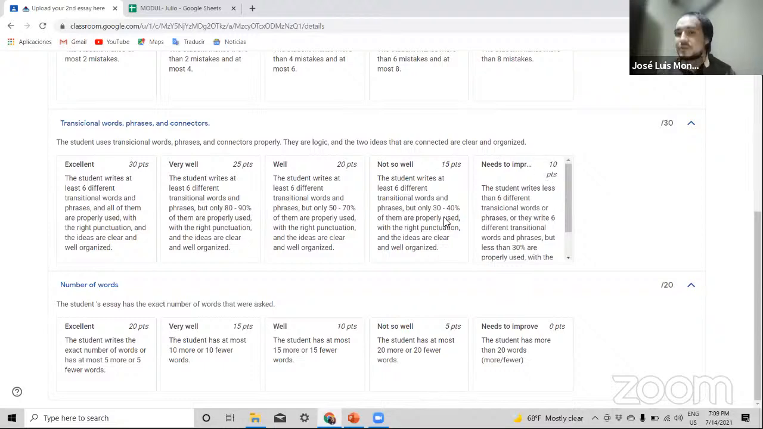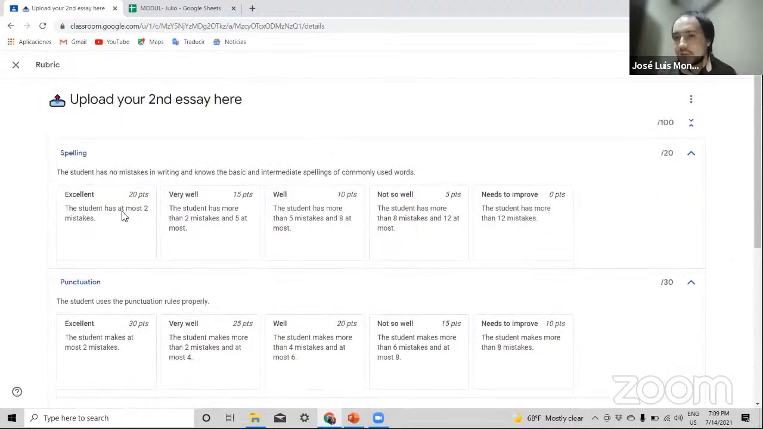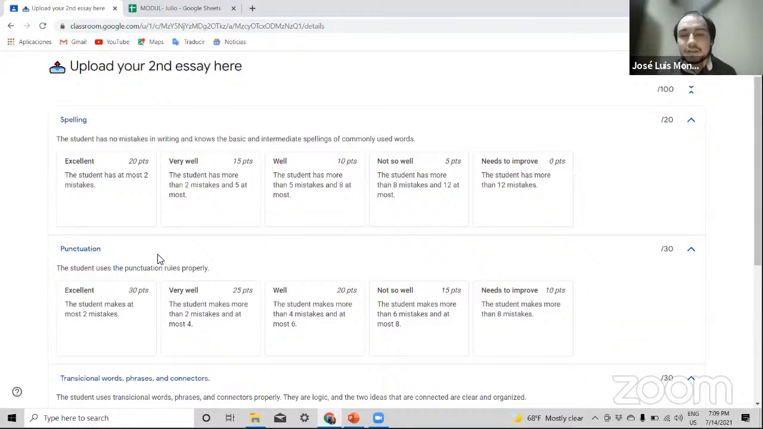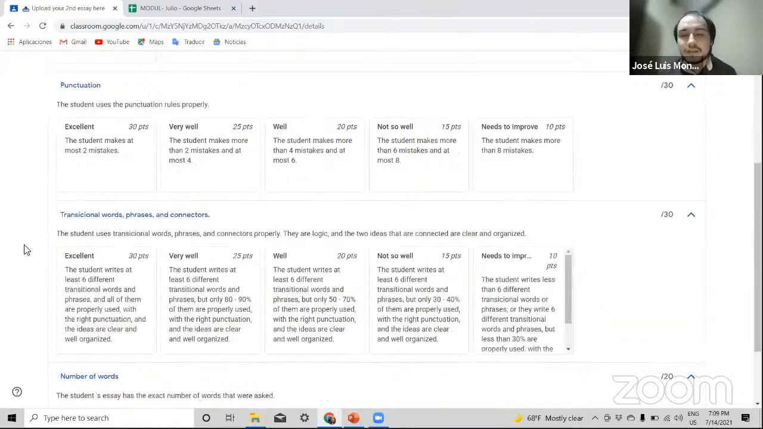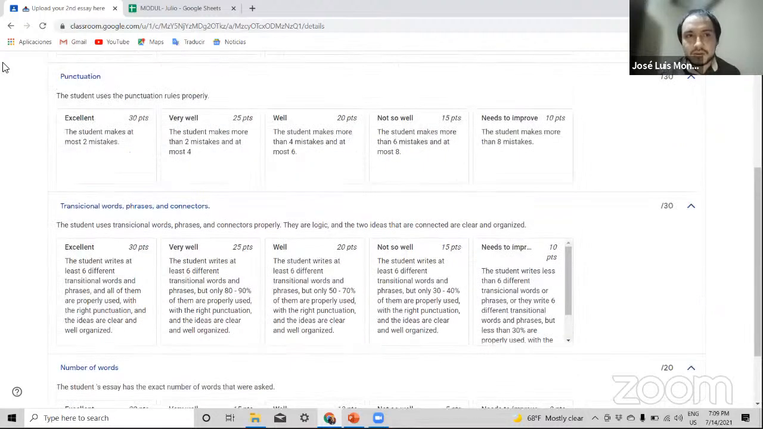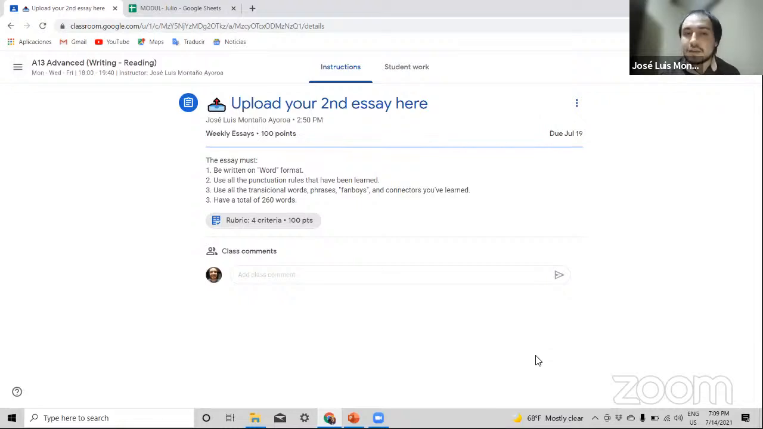And this is the extra criteria for this essay, for Monday's essay. We have 4 criteria in total: punctuation, transitional words, and number of words. Let me know if you have any questions, please, because this is how I'm going to be evaluating Monday's assignments. All right, you can let me know. If not, we're going to continue. If you have any questions, please let me know.